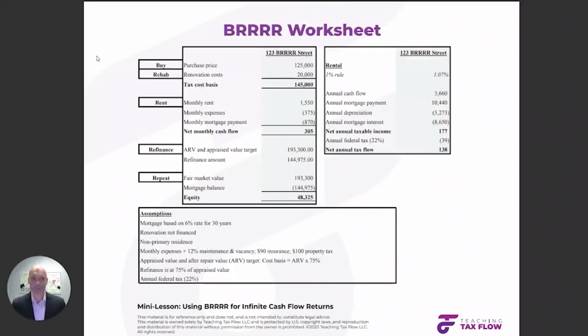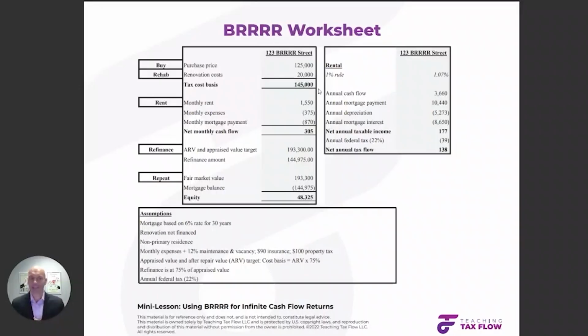123 Burr Street. This is a property that you'd buy for $120,000, and you can see each step of the process right here. So purchase price $125,000, renovation $20,000. So your cost basis, your cash outlay at this point, is $145,000. All right, we're going to talk about the financing part of that.